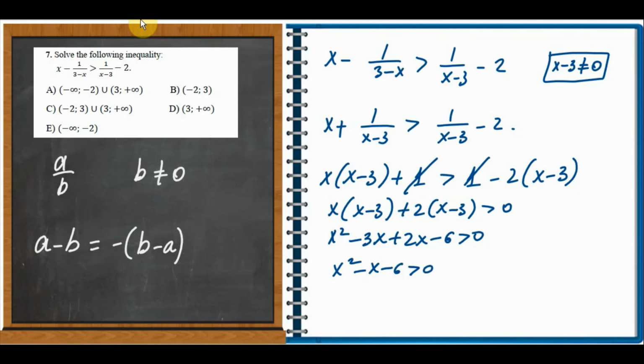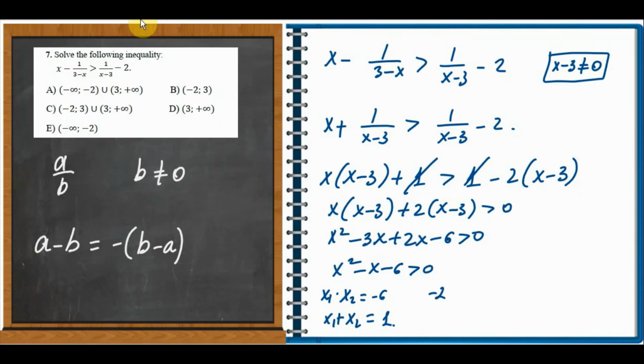Now we must find the roots. It's a quadratic inequality. If we find x1, the product of the roots is equal to negative 6. The sum of the roots is equal to positive 1. So what numbers are they? Okay, I wrote here plus, I must write here plus. So they are negative 3.